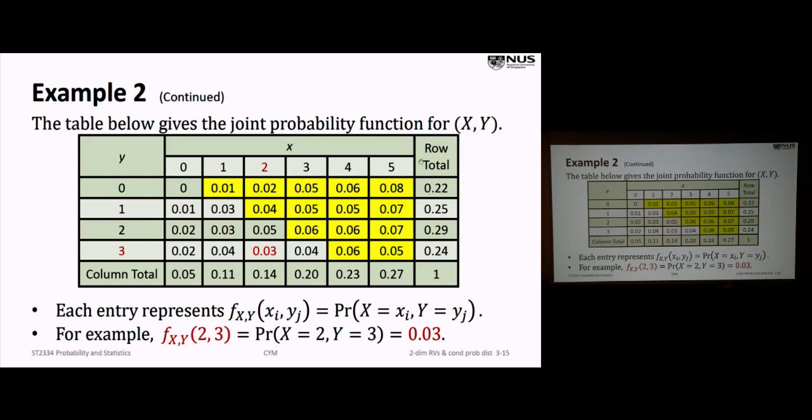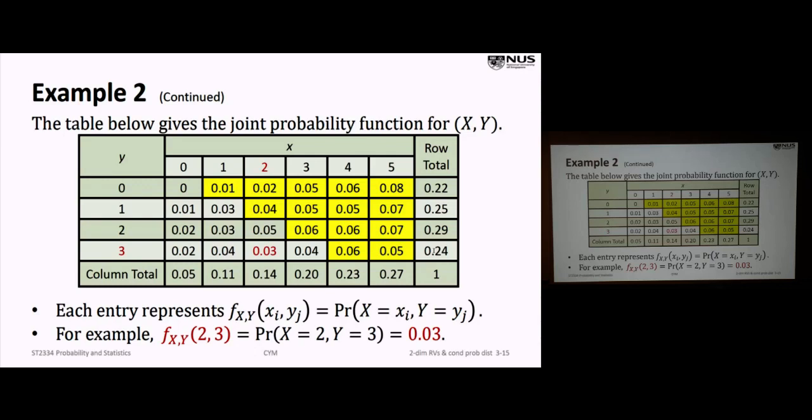Now, the probability that y is equal to 1 is 0.01 plus 0.03 plus 0.04 plus 0.05 plus 0.05 plus 0.07, which is 0.25. Similarly, the probability that y is equal to 2, so I sum across the columns, is 0.29, and the probability that y is 3, again summing over the columns, is 0.24. So this collection of numbers is the probability that y is 0, the probability y is 1, the probability y is 2, and the probability y is 3.